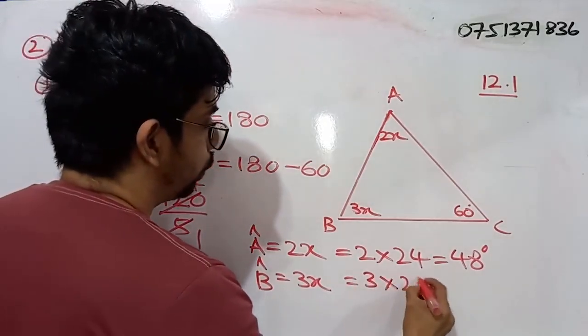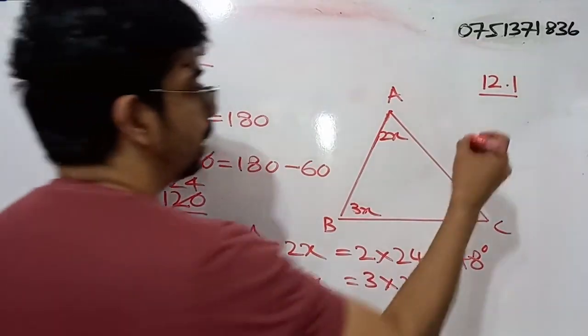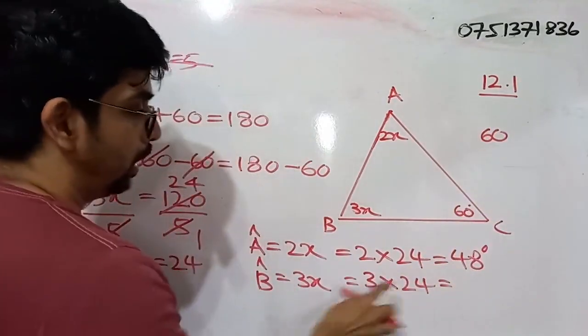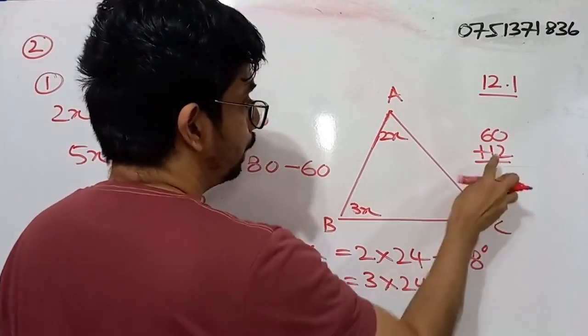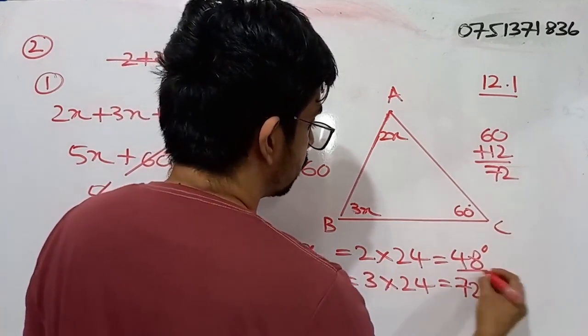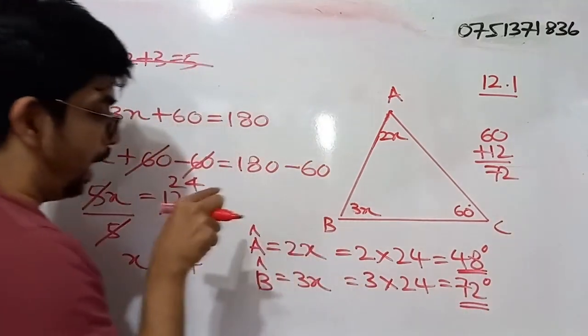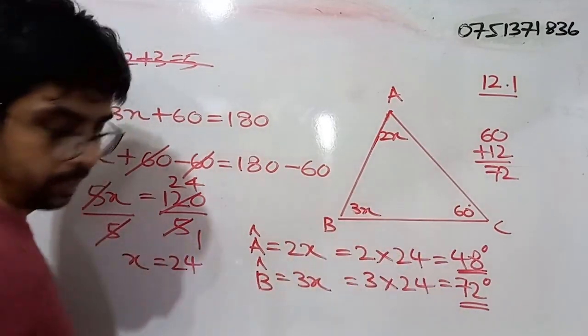3 into 24, what is that? 3 into 20, we know that is 60. 3 into 12, we know that is 12. Sorry, 3 into 4, that is 12. So when we add these together, we get 72. 72 degrees. So these are the answers. Angle A is 48 degrees. Angle B is 72 degrees.